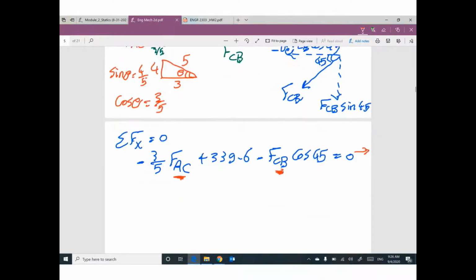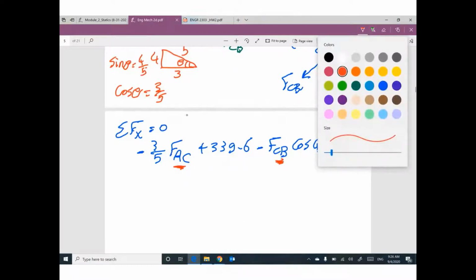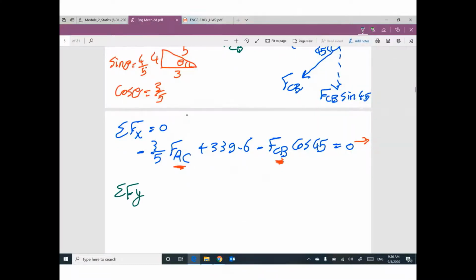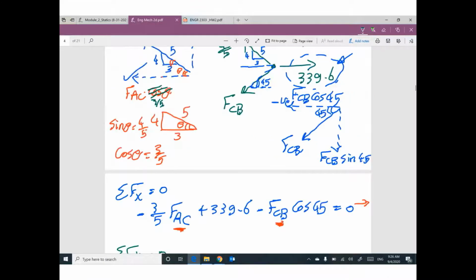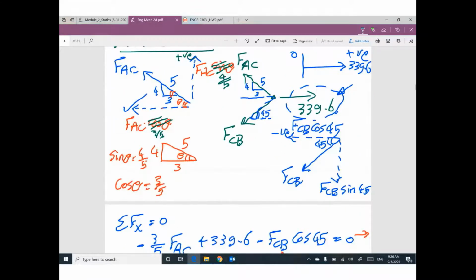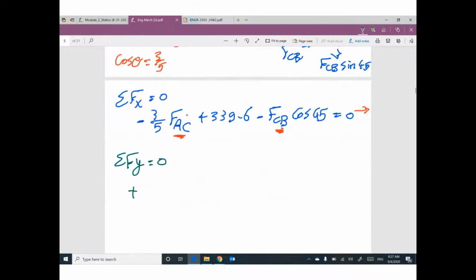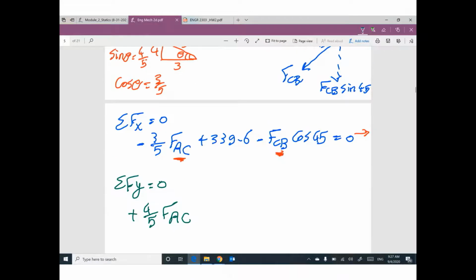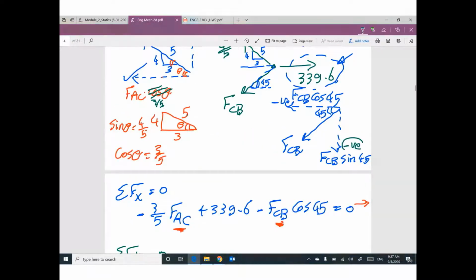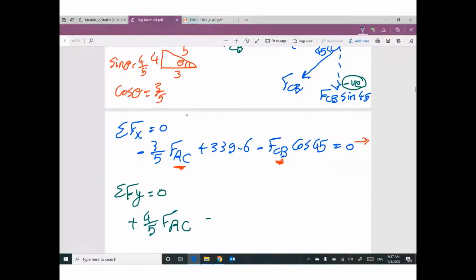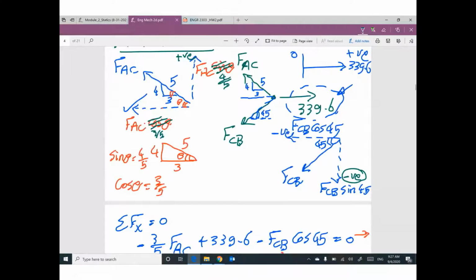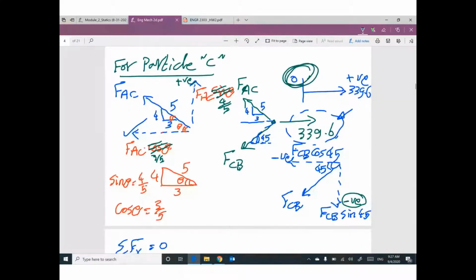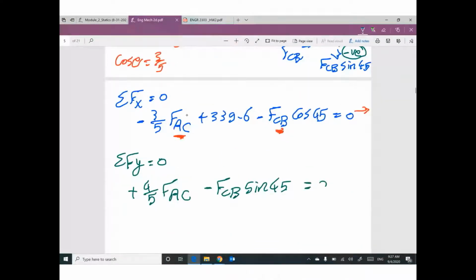Go ahead and apply summation of all y components equals 0. What do you have in y? We have this component which is positive 4/5 FAC. What else? We have this vertical component which is negative FCB sine 45 degrees. What else? We don't have a vertical component here, it's 0. So all of these equal 0.